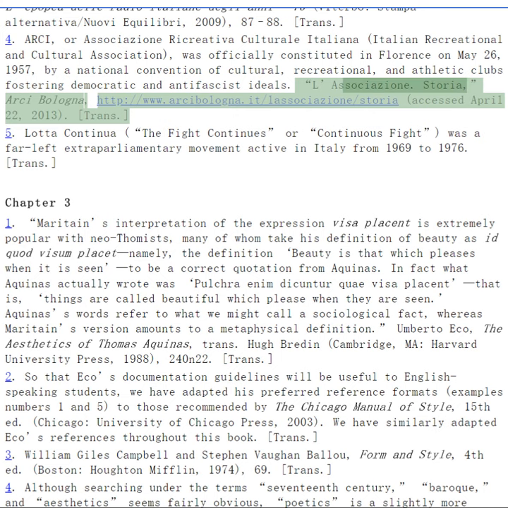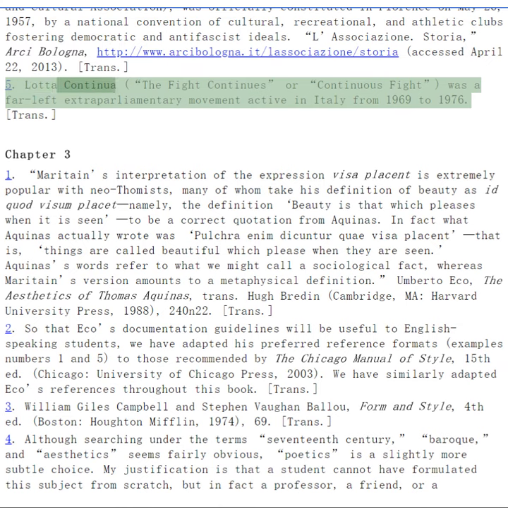L'Associazione. Storia, Arci Bologna. 5. Lotta Continua was a far-left extra-parliamentary movement active in Italy from 1969 to 1976.